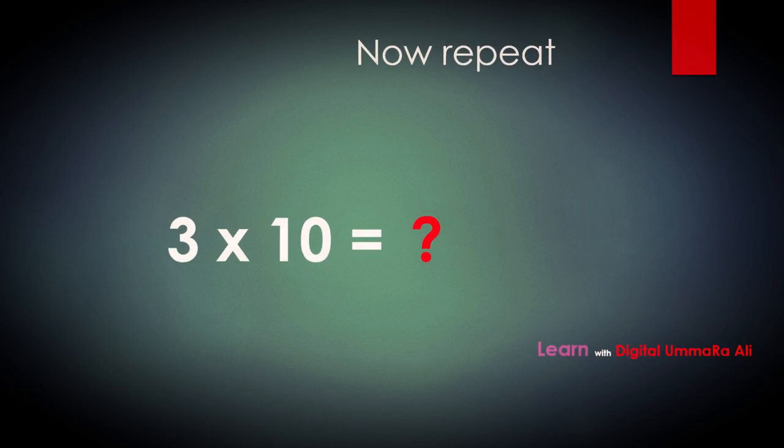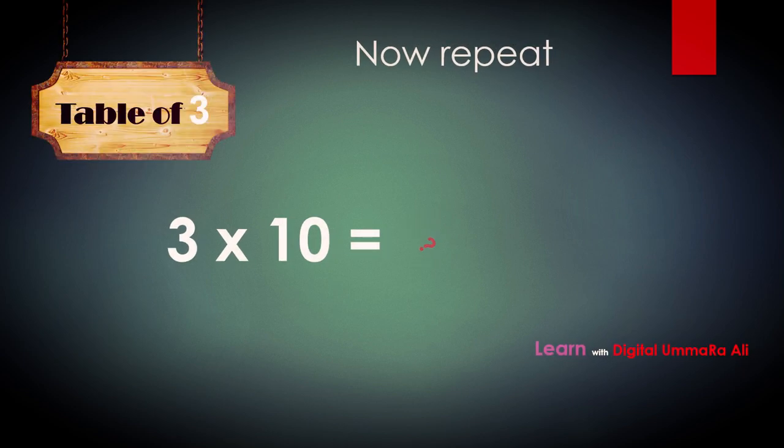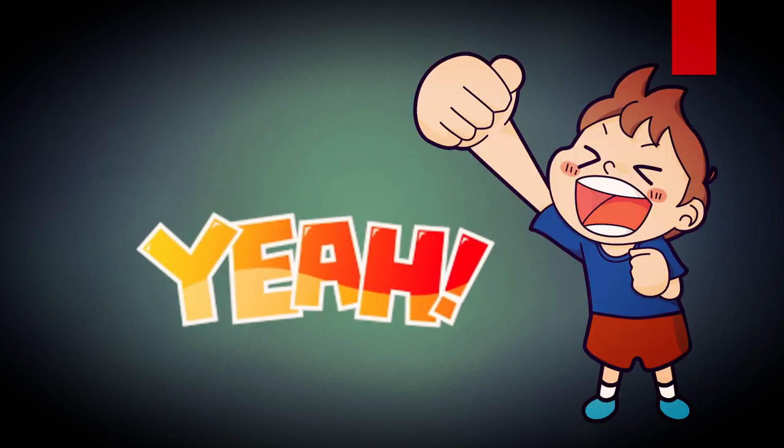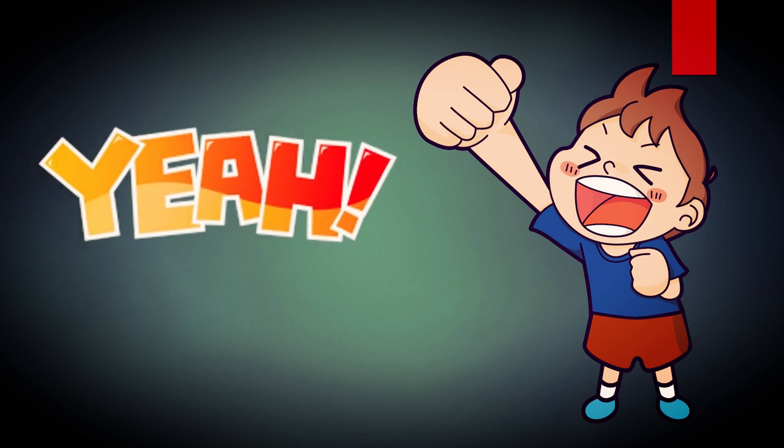3 tens are 30. So simple. Yay! Now you have learned the table of 3.